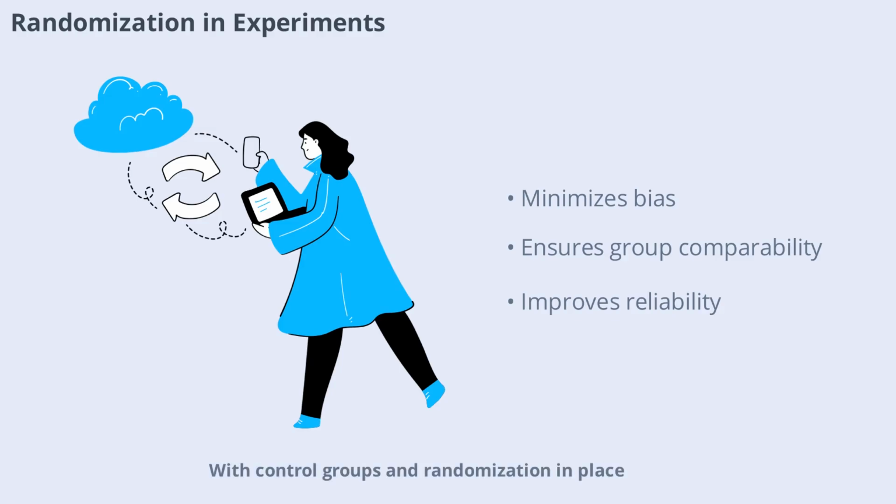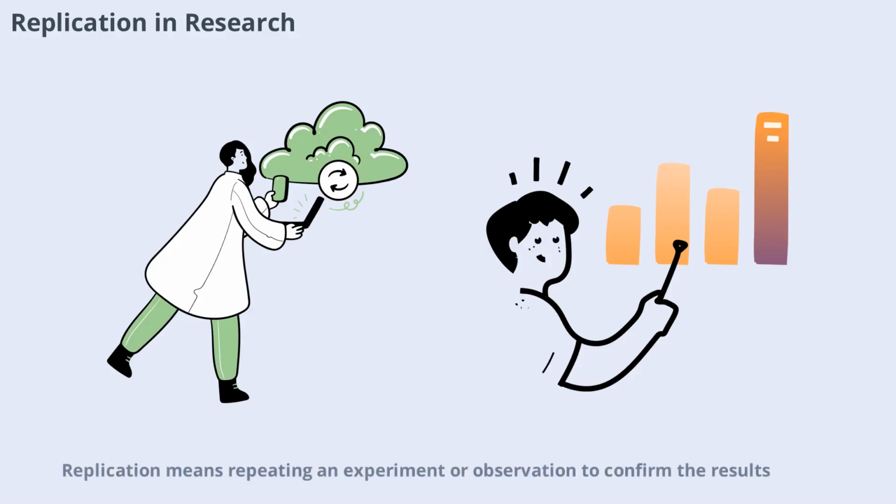With control groups and randomization in place, let's look at the role of replication in biological experiments. Replication means repeating an experiment or observation to confirm the results. In biology, replication is crucial for ensuring that findings are not due to chance or unique circumstances. By conducting multiple trials or using several samples, researchers can assess the consistency of their results. Replication also allows others to verify findings by repeating the study under similar conditions. This strengthens the credibility of scientific knowledge.